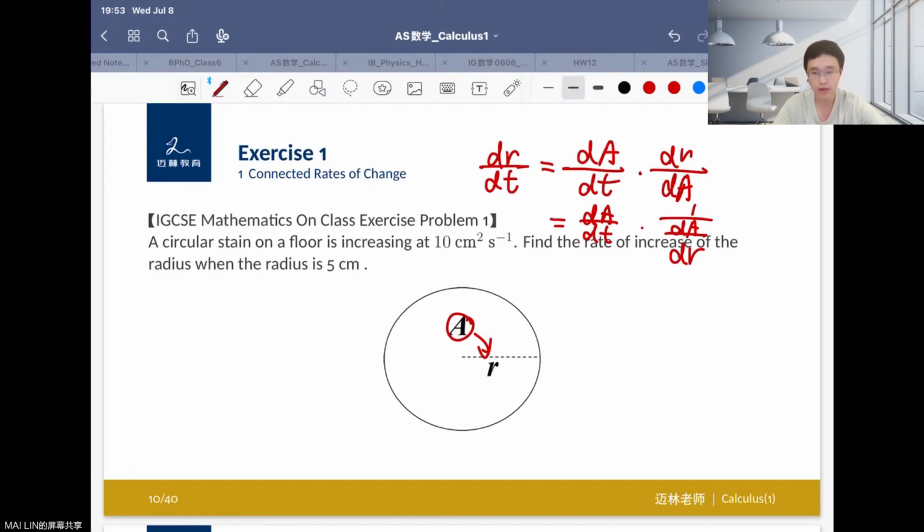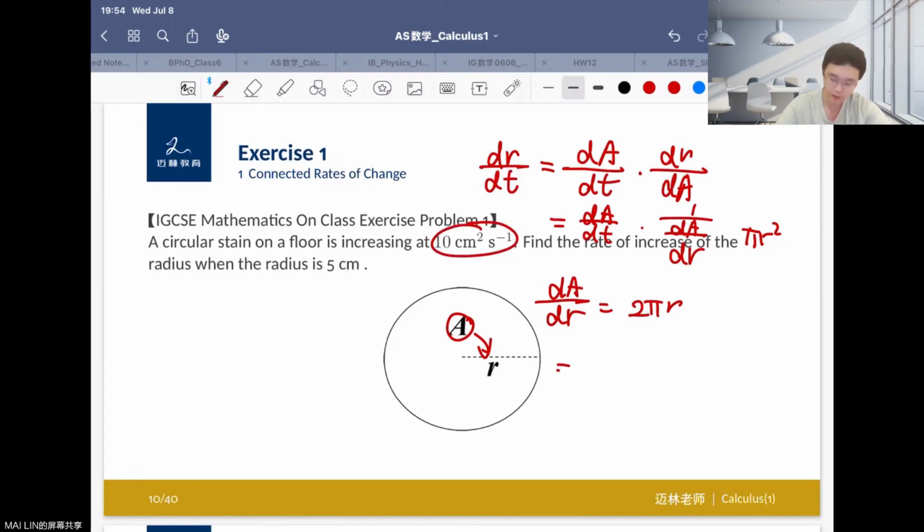The rate of the area can be considered as dA/dr. The area is pi r squared, so the derivative of pi r squared is 2 pi r. That is the differentiation of pi r squared, because the main variable here is r, right? So it's 2 pi r, and pi is a constant, okay? So dA/dt means the rate of the area change, that is 10 cm² per second.